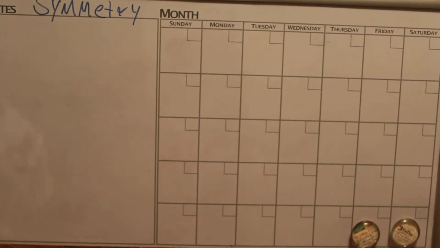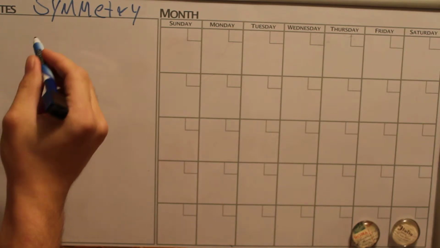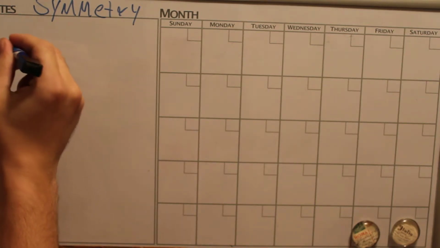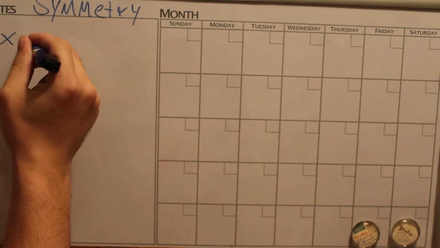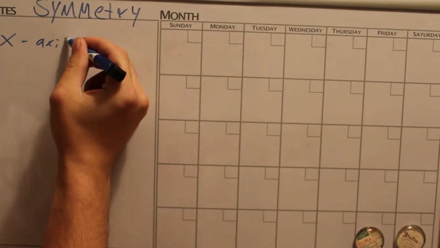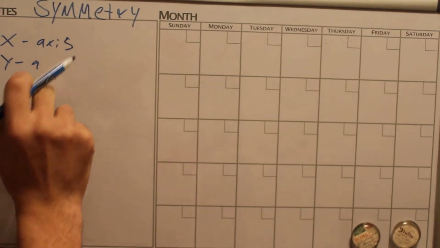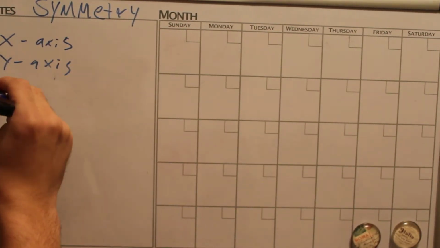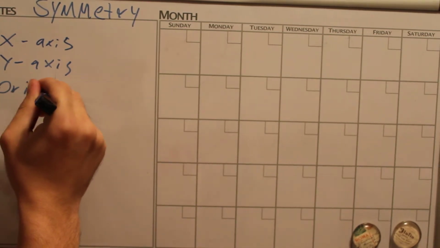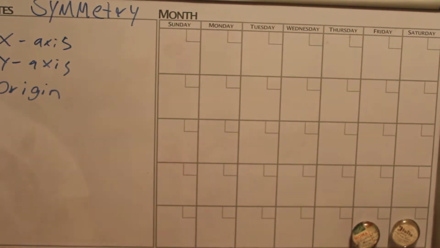So in this video we're going to talk about symmetry, and some goals we're going to set is, first of all, we want to define what types of symmetry there are. And there's x-axis, y-axis, and origin. So there's three types of symmetry.